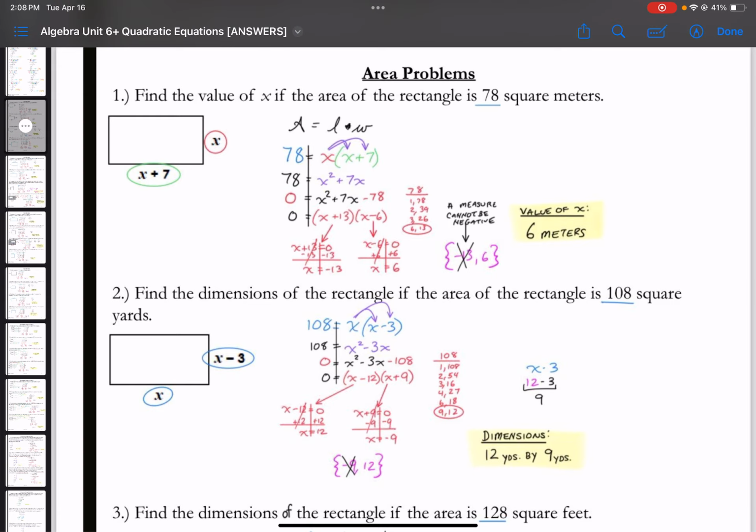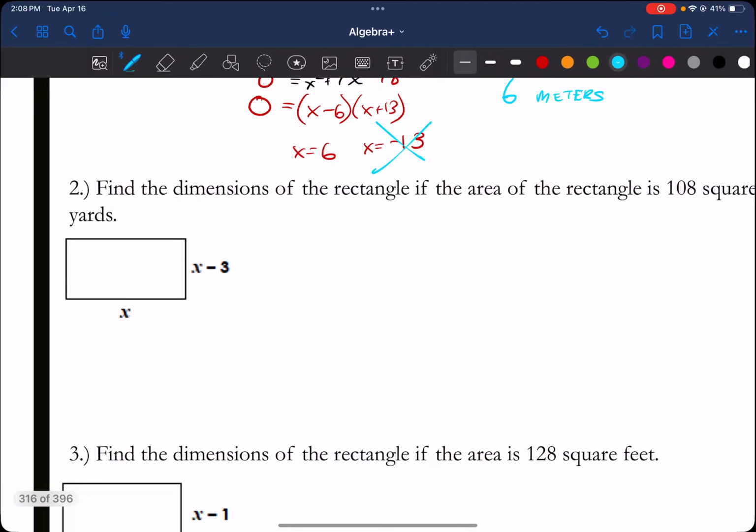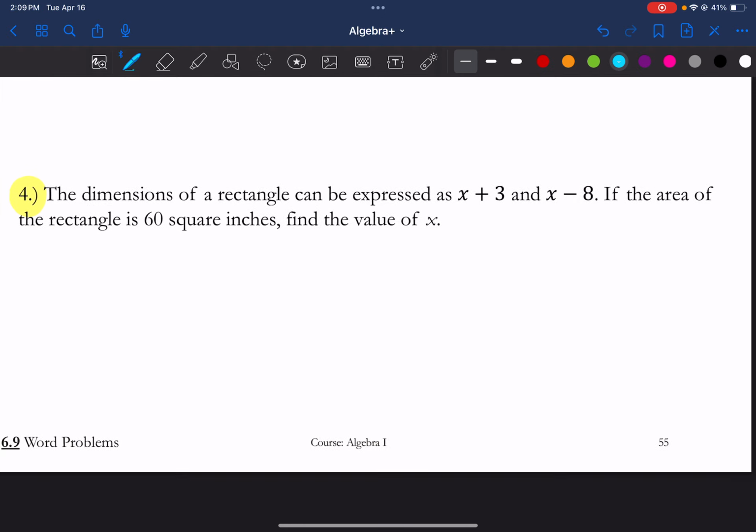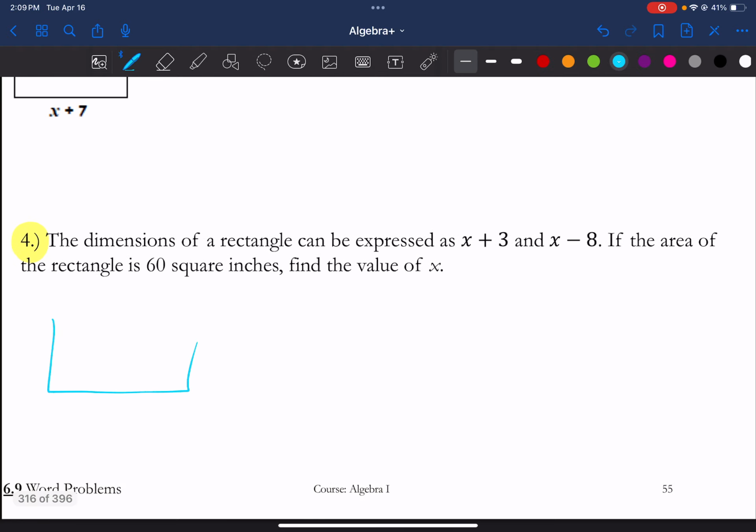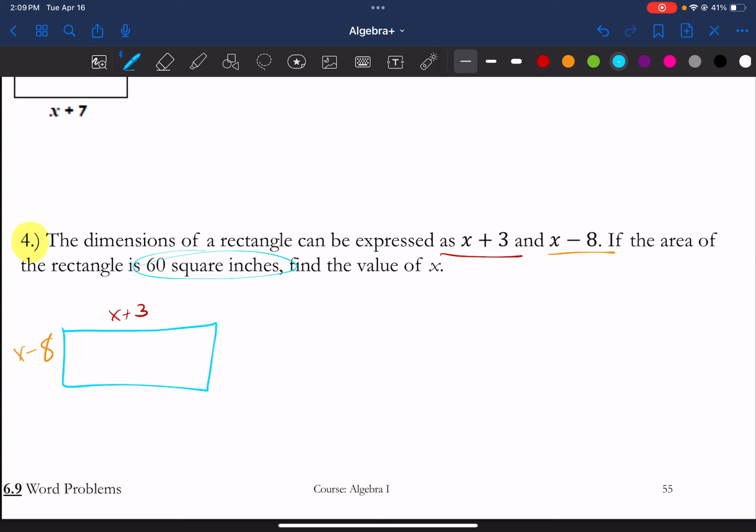So let's go ahead and try number 4. Number 4, I don't give you a diagram. So you can draw that in, right? I have a rectangle. The dimension of the rectangle can be expressed as, ooh, that's not a rectangle. Let's try that again. All right, well, you get the gist. It's not working perfectly, but it's fine. All right, you have an x plus 3, and then you have an x minus 8. It says if the area is 60, then find the value of x.